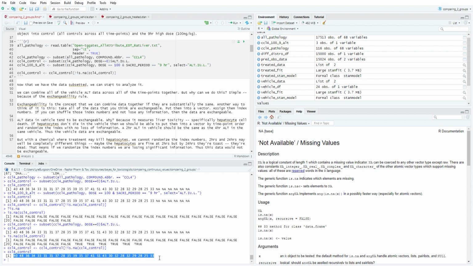So exchangeability is a very important concept. It's what helps us bring together data. And ultimately, especially with respect to vehicles, in many cases, vehicle tends to be very highly exchangeable.